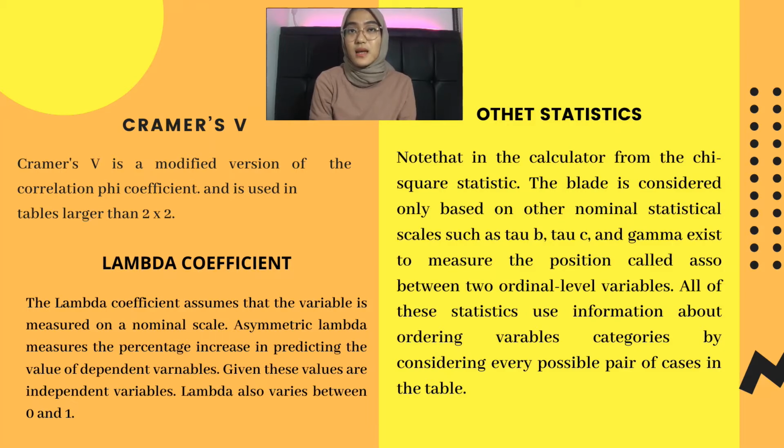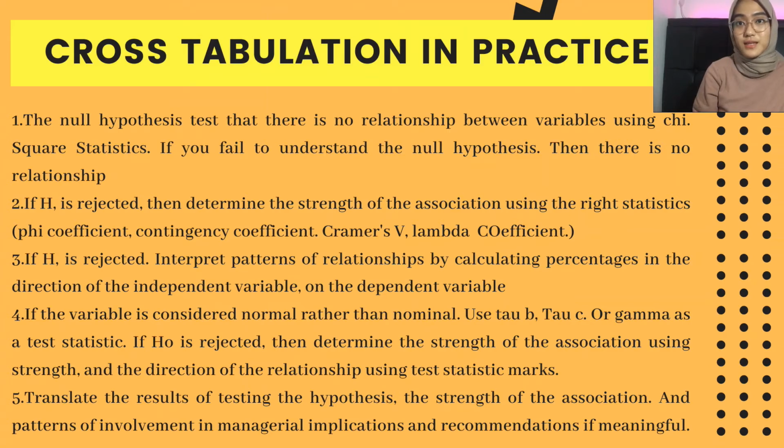Other statistics. Note that in calculating the chi-square statistic, the table is considered based on the nominal scale. All of these statistics use information about ordering of variable categories by considering every possible pair of cases in the table. This is cross-tabulation in practice.